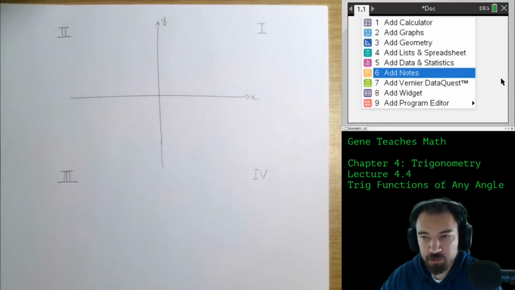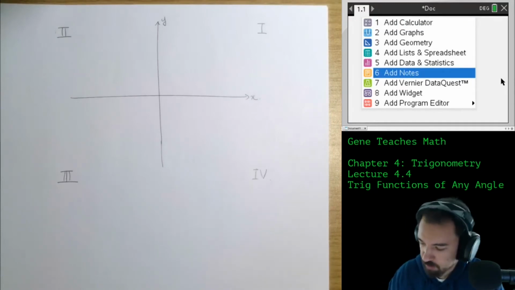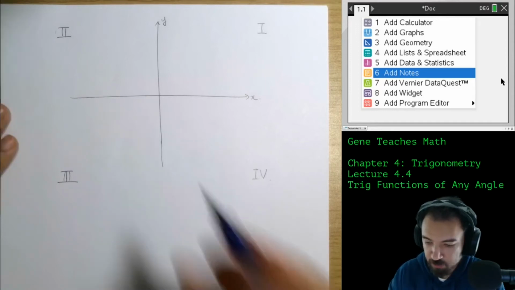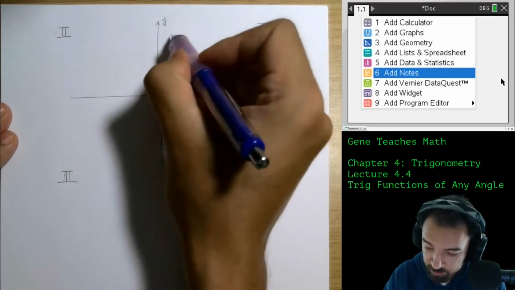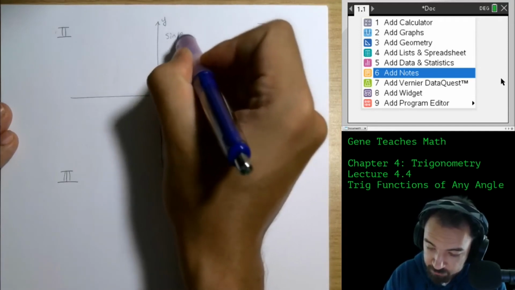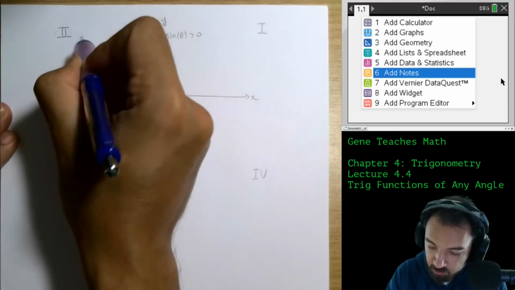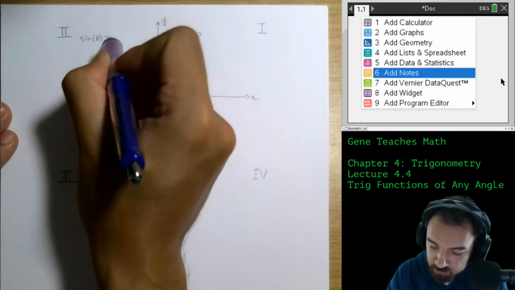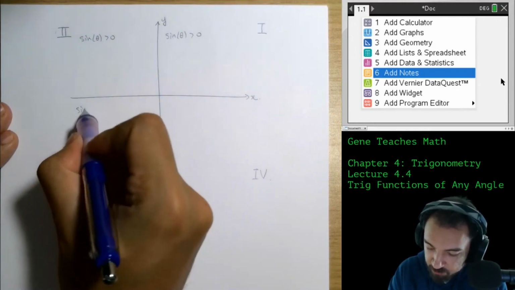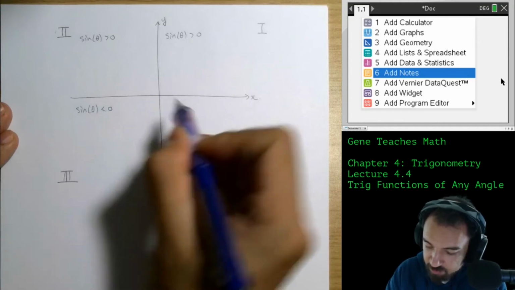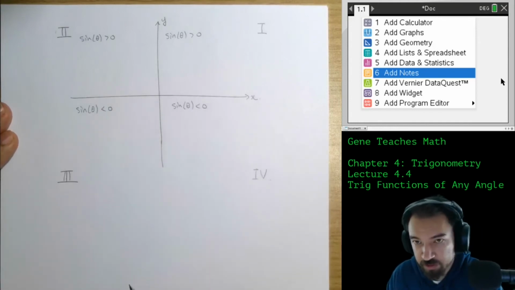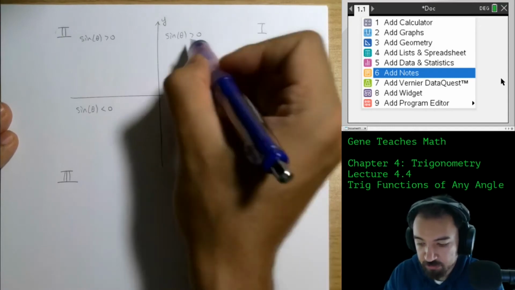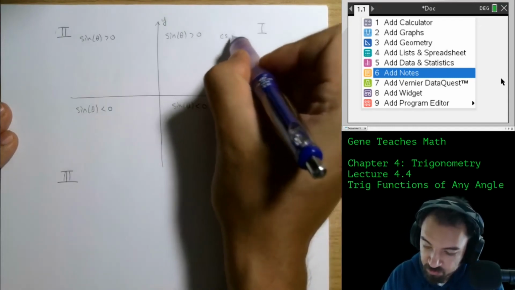It's probably worth doing a recap of the quadrants in which each trig function is positive or negative. So first, sine of theta, which is the y-coordinate, is positive on the top half of the xy plane. So we would say sine of theta is positive in quadrants 1 and 2. Then sine of theta is negative in quadrants 3 and 4. Now, cosecant of theta is the reciprocal of sine theta, so wherever sine is positive, cosecant is also positive.